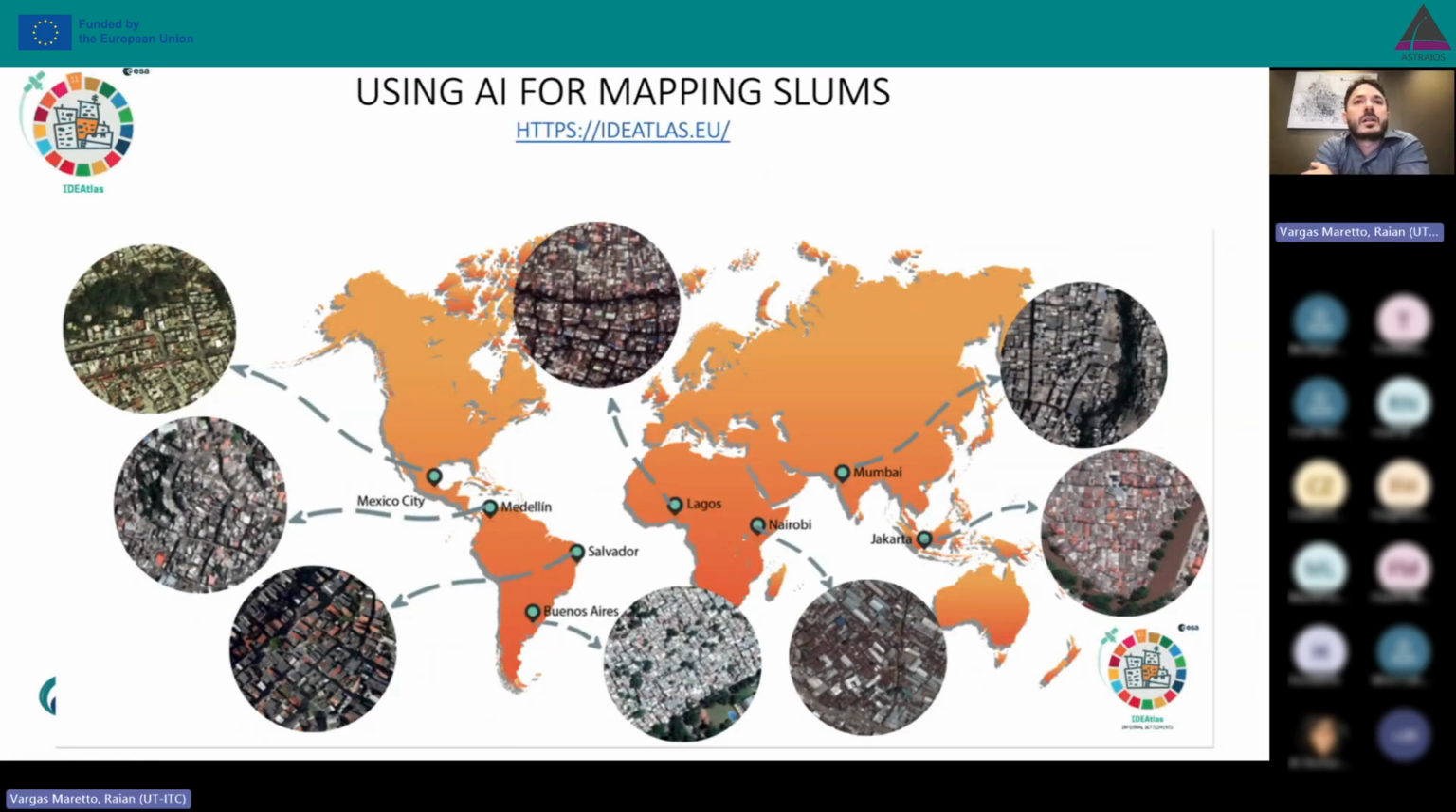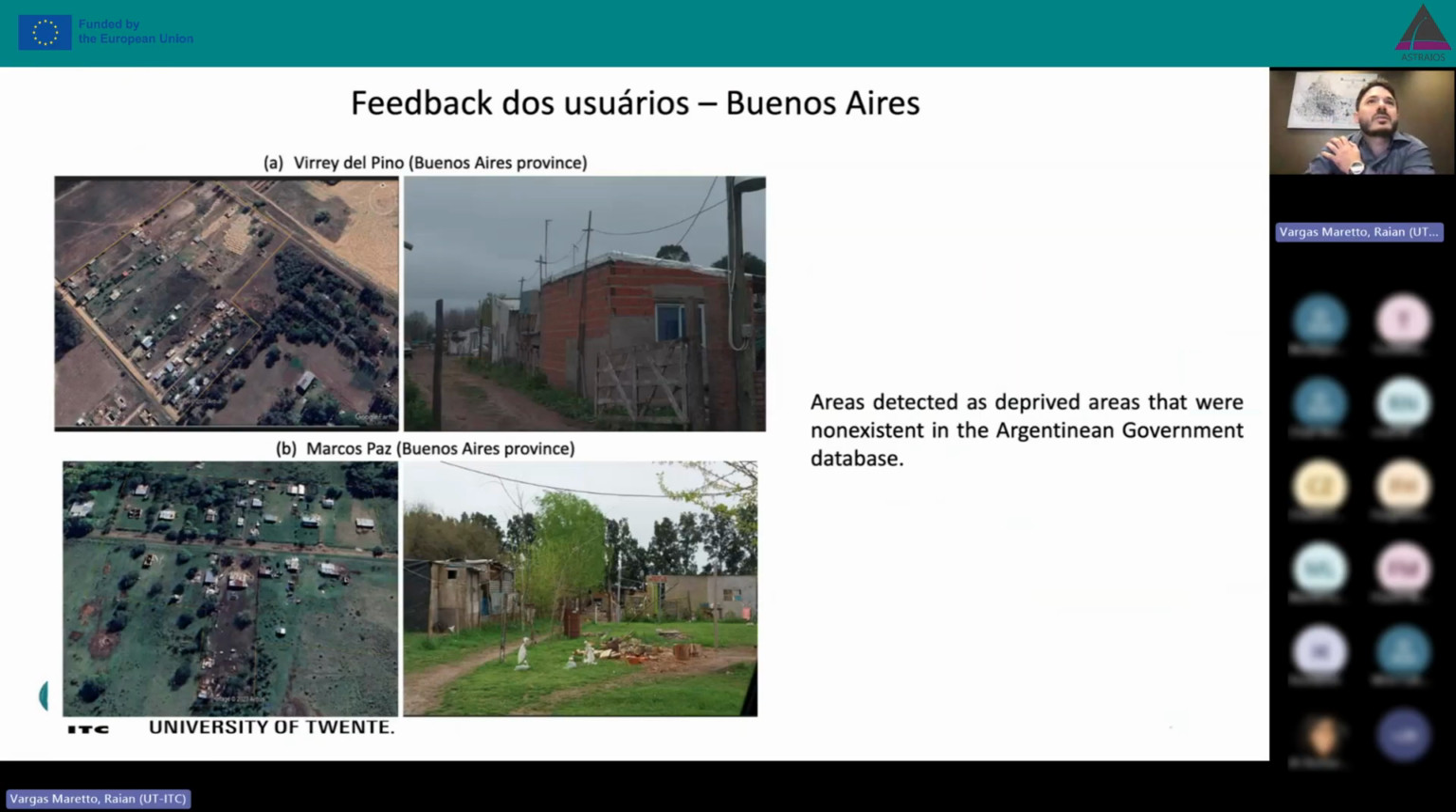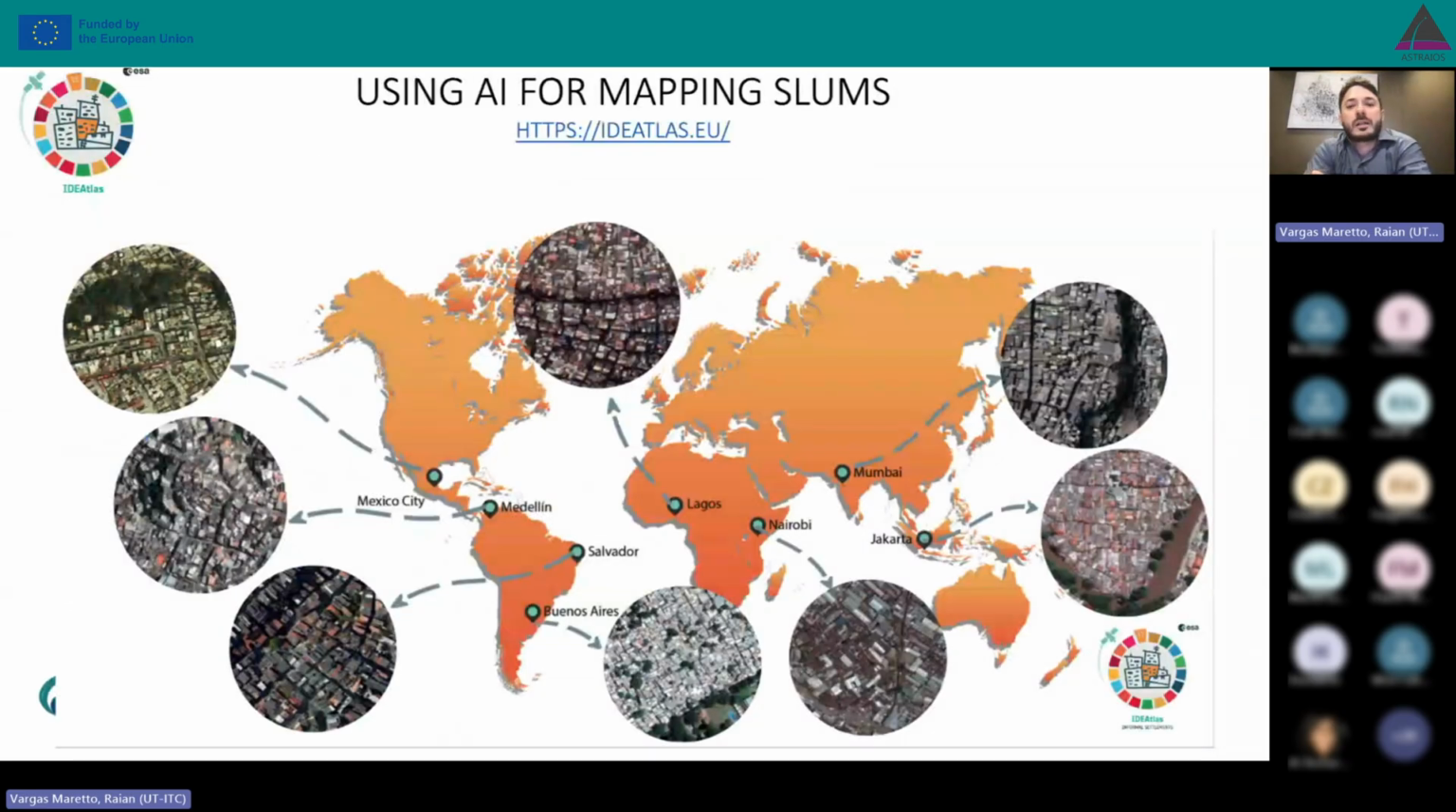Another research that we are working on is using AI for mapping slums on a global scale. This is the project IDAtlas. I will also not go into detail on this one, just mention it, because it was also presented by my colleague, Professor Claudio Persello, in the last webinar. I will also show you the video with the QR code for that.